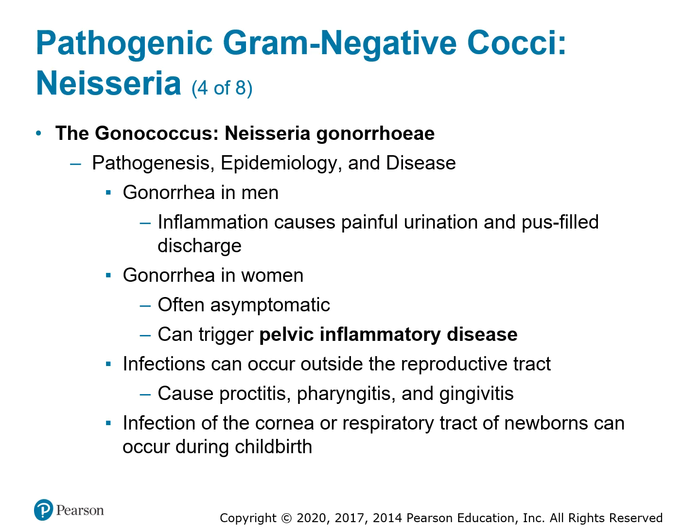And left untreated, it can trigger PID or pelvic inflammatory disease. Infections can also occur outside of the reproductive area, so different places in the body, in the mouth, in the throat, in the rectal region. You can also get an infection of the cornea or respiratory tract in a newborn when mom had gonorrhea during childbirth.